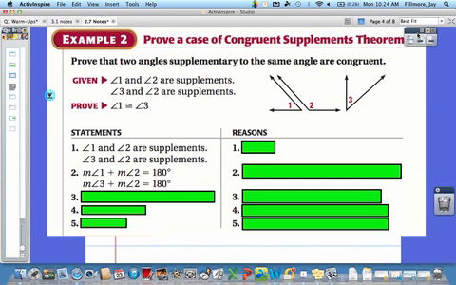Prove that two angles supplementary to the same angle are congruent. So we're given that angle 1 and angle 2 are supplements, and angle 3 and angle 2 are supplements. We want to show that angle 1 is congruent to angle 3. So this is kind of a proof of the congruent supplements theorem.